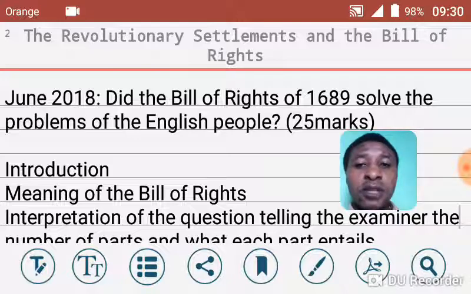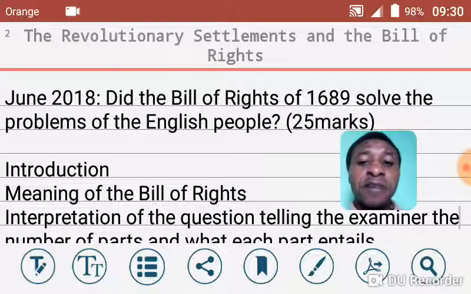So my dear students, you begin by telling the examiner what the Bill of Rights was all about before interpreting the question. The Bill of Rights was a document drawn up by the English Parliament aimed at limiting the powers of the English monarch. It was signed between the Crown and the Parliament, where the powers of the King were limited. This document established parliamentary supremacy in England. It also brought the long-standing struggle between the Roman Catholic Church and the Protestant Church to an end, and Protestant supremacy was established in England.